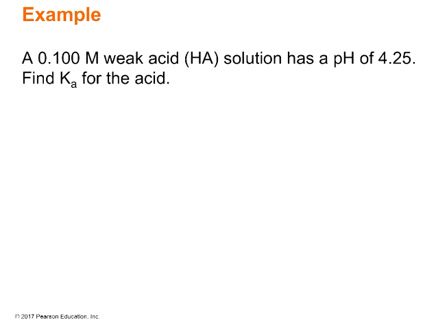Let's do another example problem. In this problem, we're told that a 0.1 molar weak acid, HA, has a pH of 4.25. Find Ka for the acid. So we don't know what this acid is, so we can't look up its Ka value in a table. So instead, we're going to have to use the given information to determine what the Ka value is.